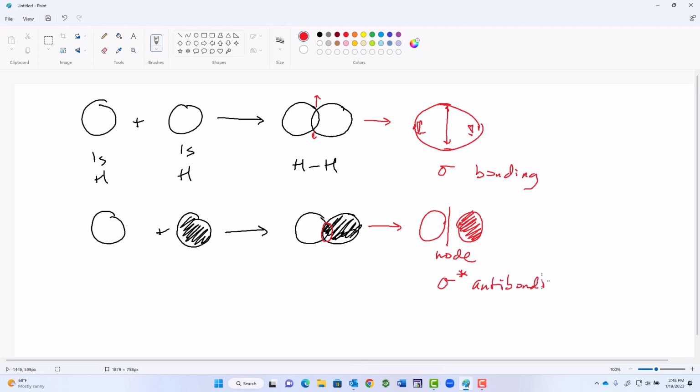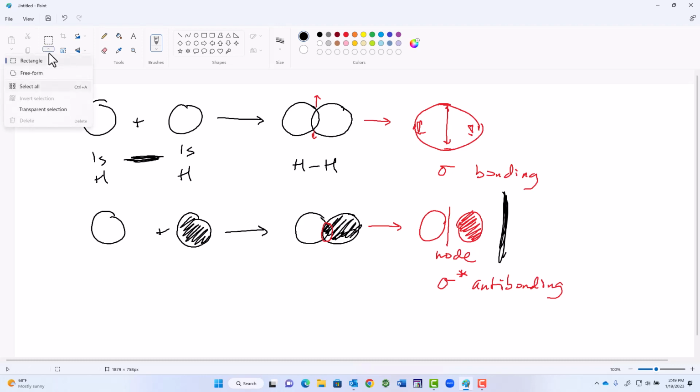So every pair of atomic orbitals, because remember, for two atomic orbitals, we're going to generate two molecular orbitals. So when we have two atomic orbitals come together, we're always going to generate this bonding anti-bonding pair, and that's uniform for all types of molecular orbitals that form. So this is how a sigma bond forms.